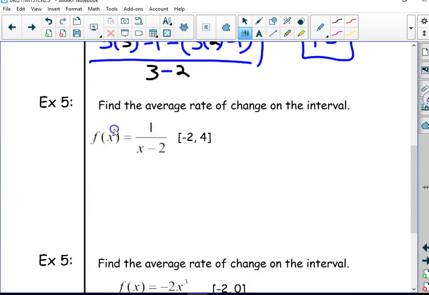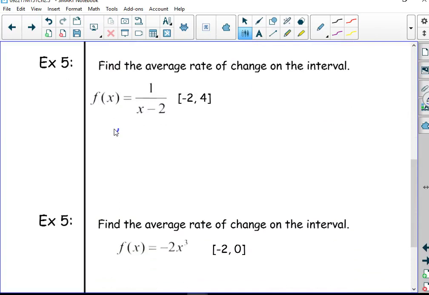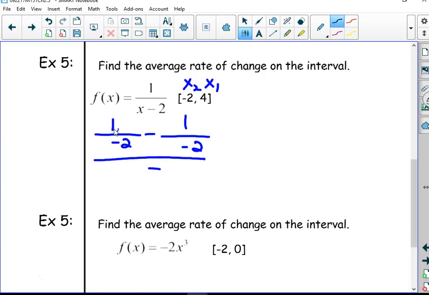Okay, let's look at a rational function. All right, x2, x1, and I'm going to stop writing my formula. So f of 4 is going to be 1 over 4 minus 2 minus 1 over negative 2. I better just fill this in, and then I get a negative sign there. So x1 is 4, x2 is negative 2, 4 minus a negative 2. And let's see what we've got.